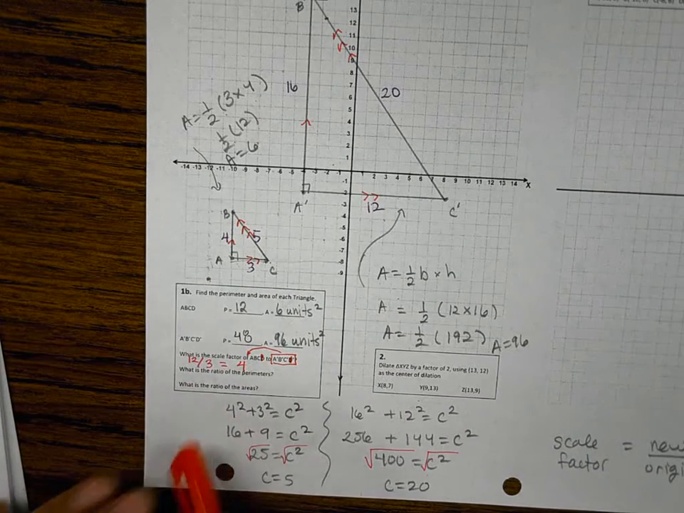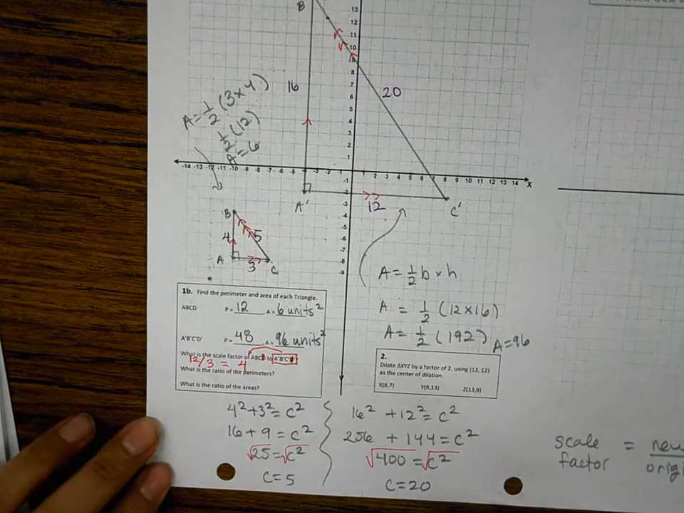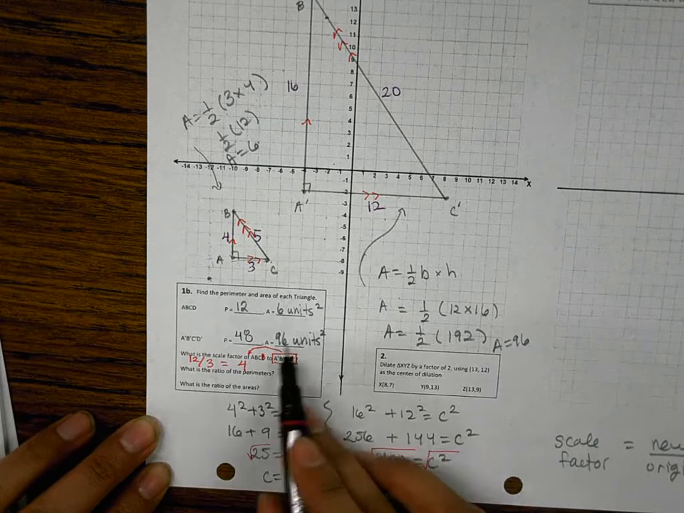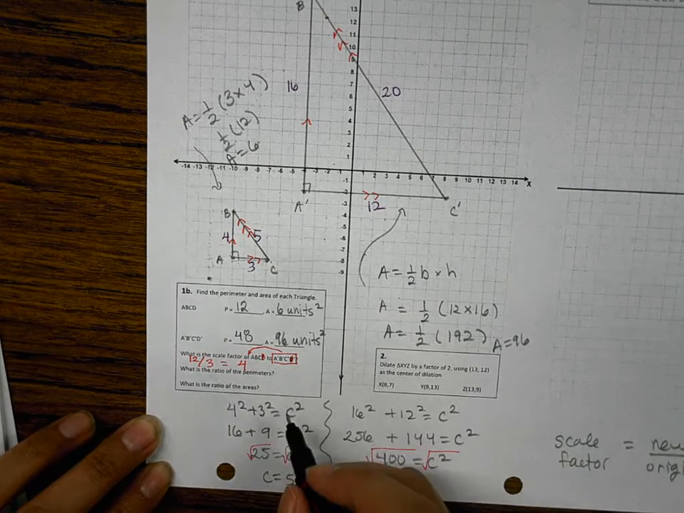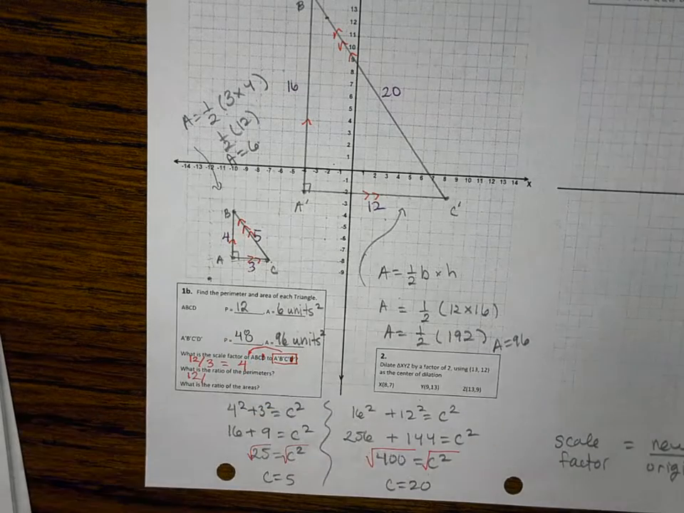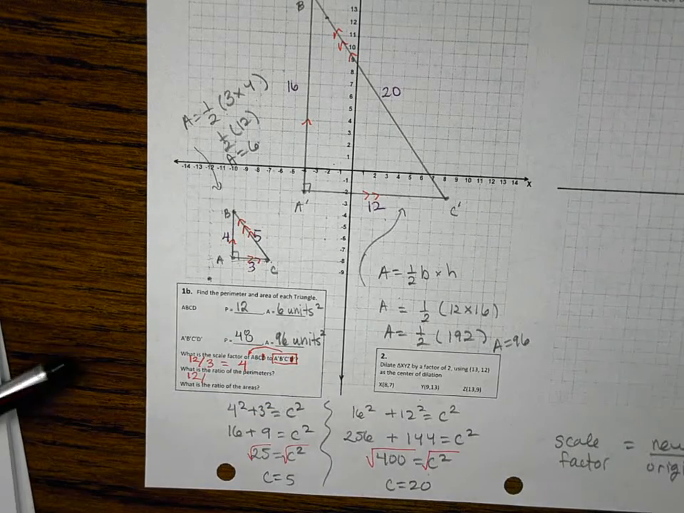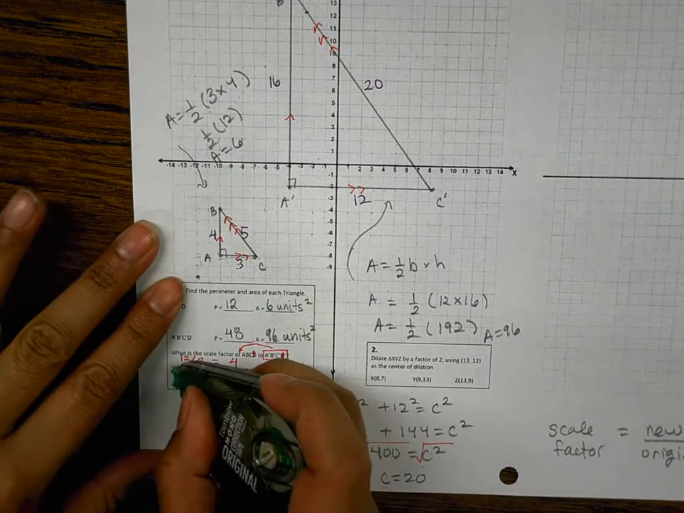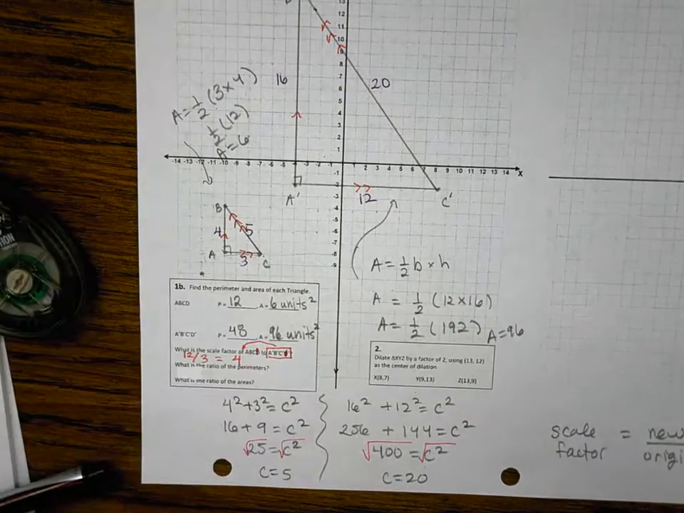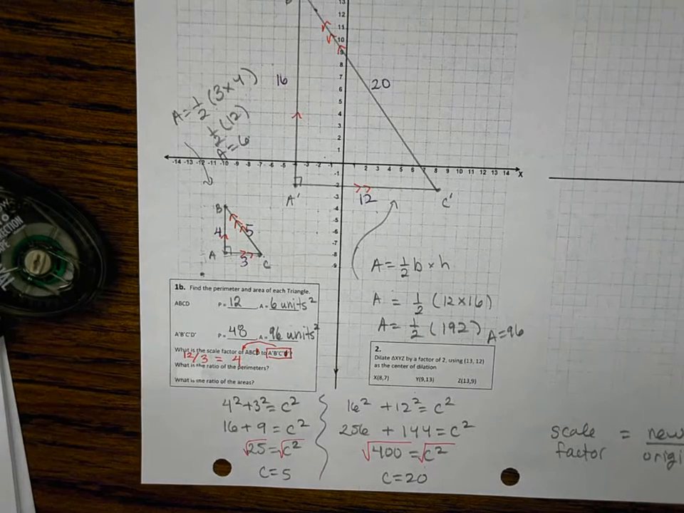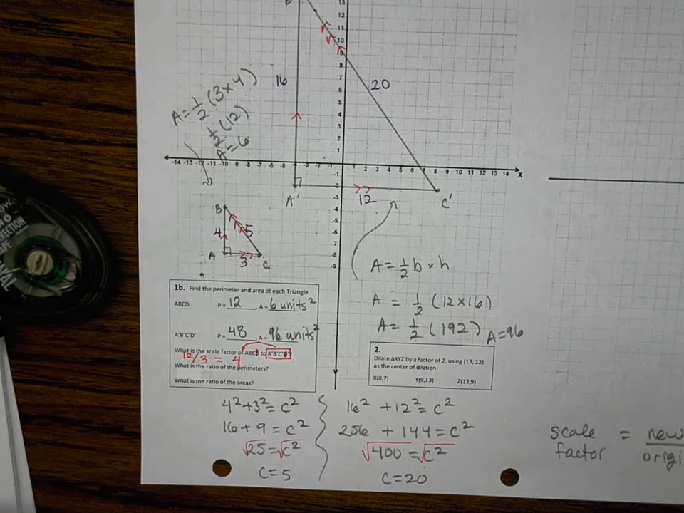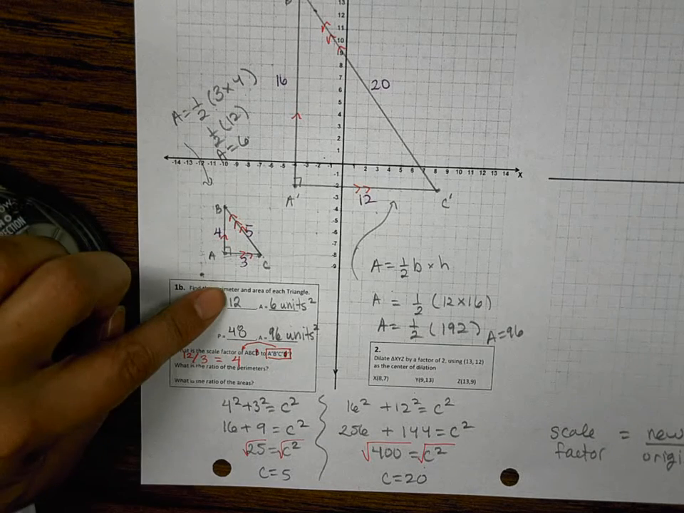What is the ratio of the perimeter? Again, new over original. Oh, I put these in the wrong spot. I just jumped the gun. I'm going to take a few steps back. So this is 12 over 3 and it's 4. It's a scale factor. And 12 times 4 is 48.